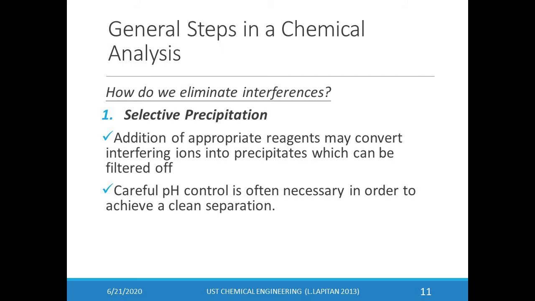In some cases, selective precipitation can be used to remove interferences from a mixture. You can do this by addition of an appropriate reagent that may convert interfering ions into precipitates, which can be easily filtered off. Or you can also remove interferences by carefully controlling the pH in order to precipitate other interferences. Now, the precipitates can be physically separated from the mixture by filtration or simple centrifugation.